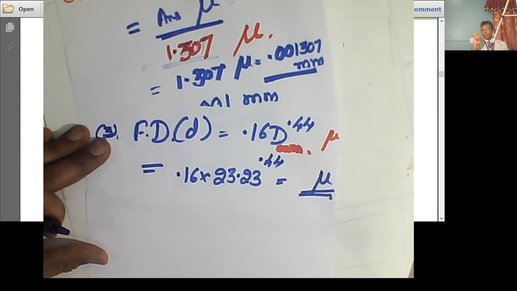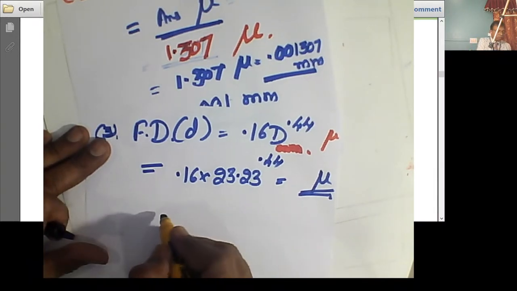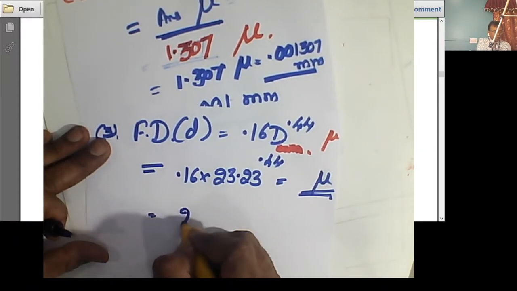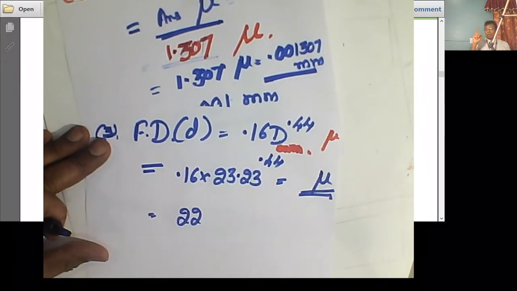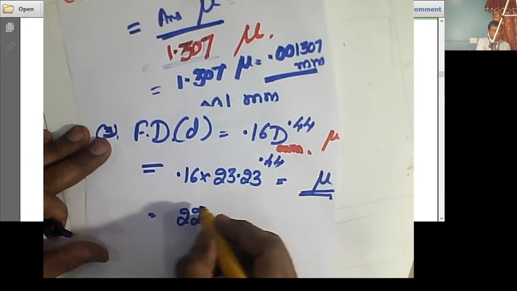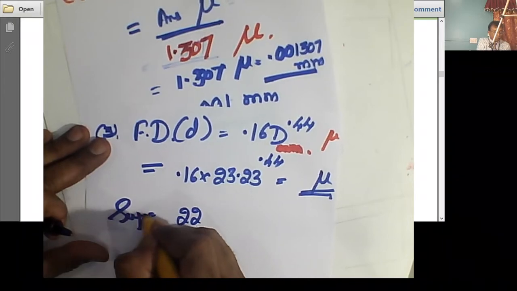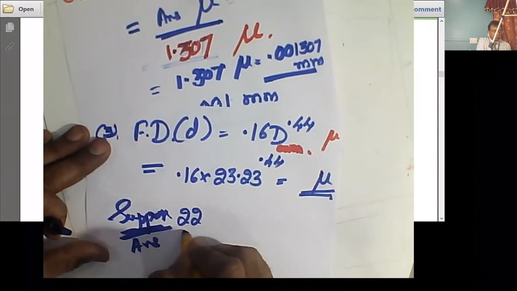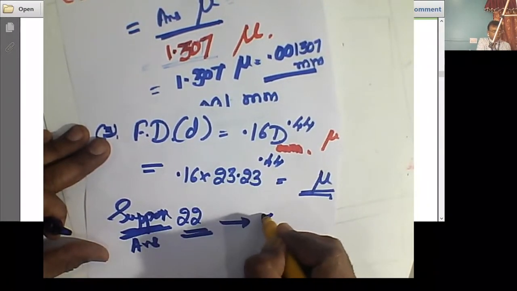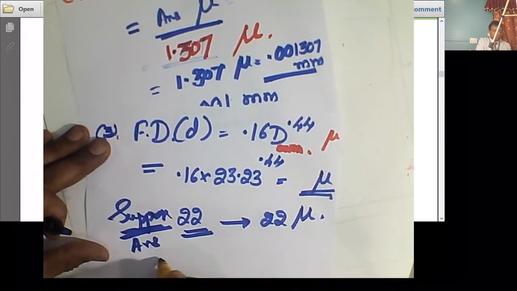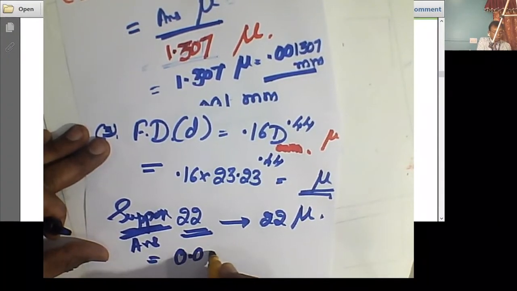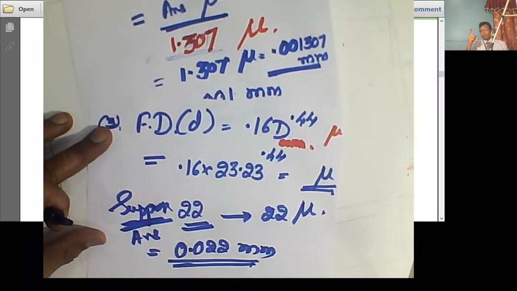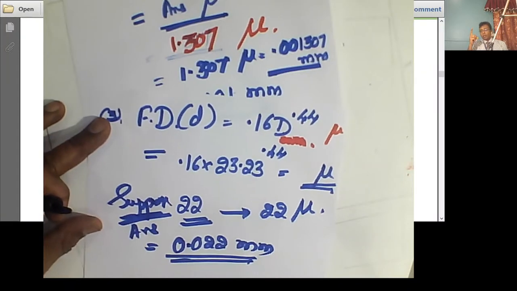Whatever you get is in microns. Let us, I don't know how much that is. Let me say it is 22 microns. Please don't follow this, it is only for reference sake. Supposing the answer you get is 22, and this 22 is nothing but 22 microns. That is nothing but 0.022 mm, and this is the number we need for the fundamental deviation. I think I have made this very clear here.